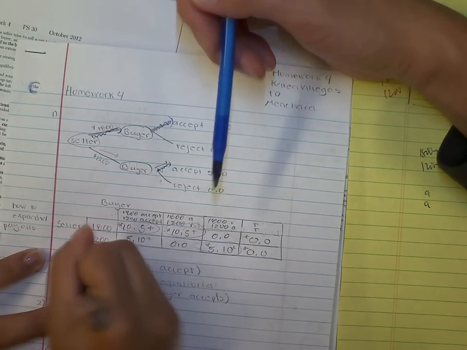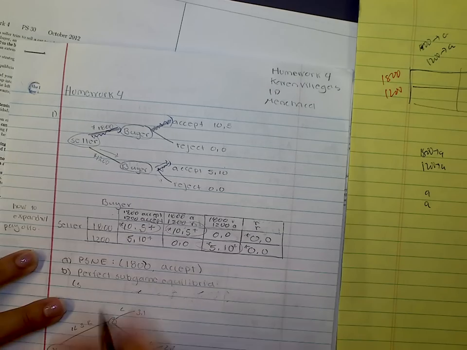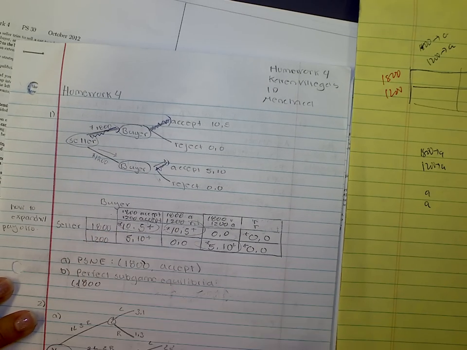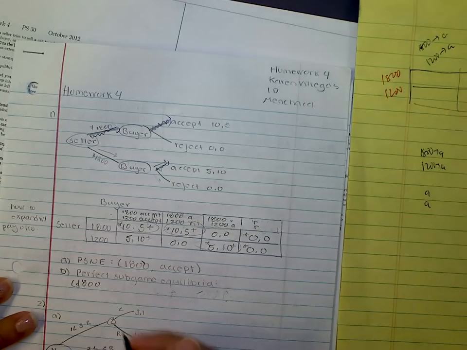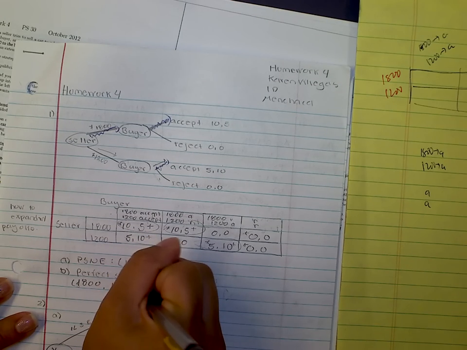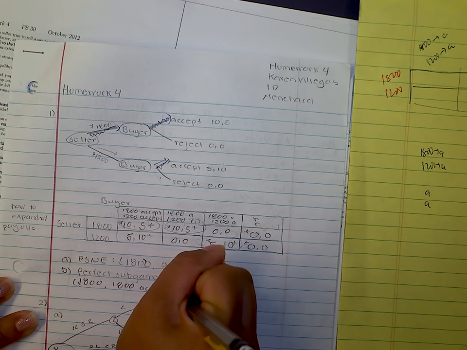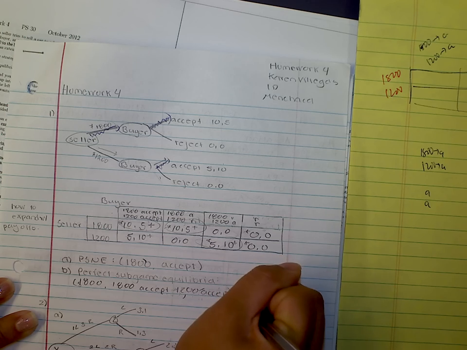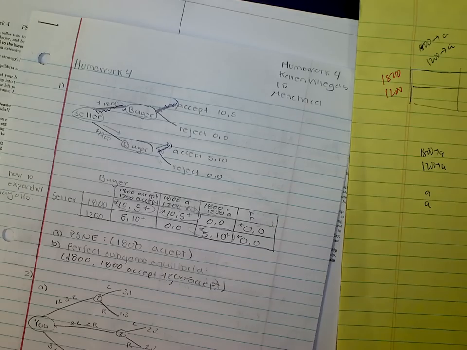Okay. And we would write that as seller, you just do 1800, yeah. Oh, okay. Then it would be like 1800 accept, 1200 accept, or... yeah. Okay. Does that make sense? Okay.